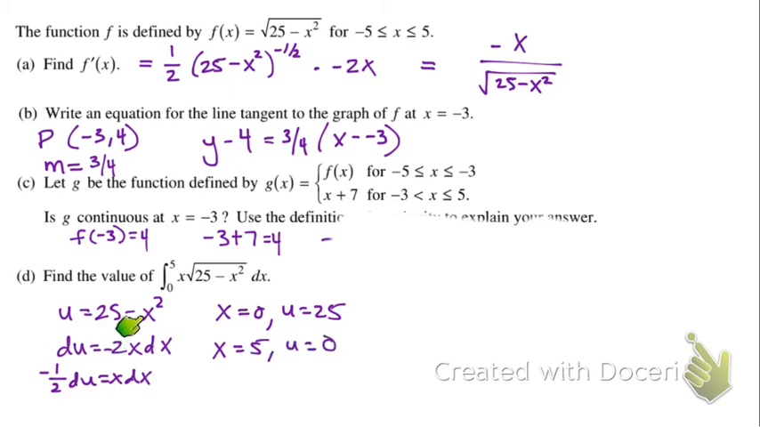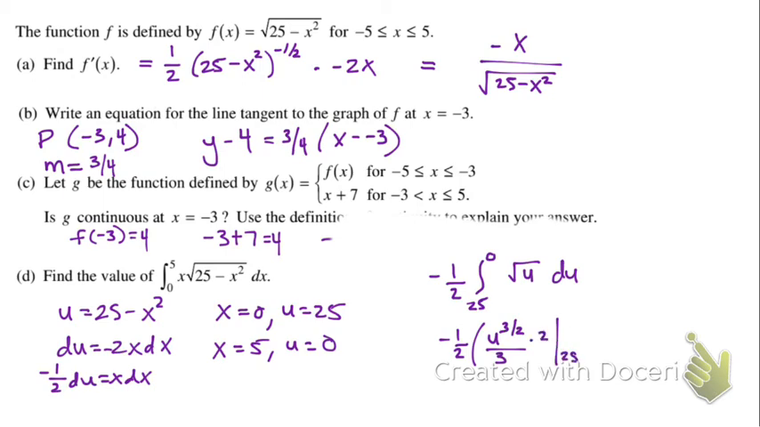Because if I plug in 5 here, I would get 25 minus 5 squared, which is 25 minus 25, which is 0. If I rewrite this integral, I have negative 1/2 times the integral from 25 to 0 of the square root of u du. The integral of that is negative 1/2. The integral of u to the 1/2 is u to the 3/2 over 3/2. And I'm evaluating from 25 to 0.